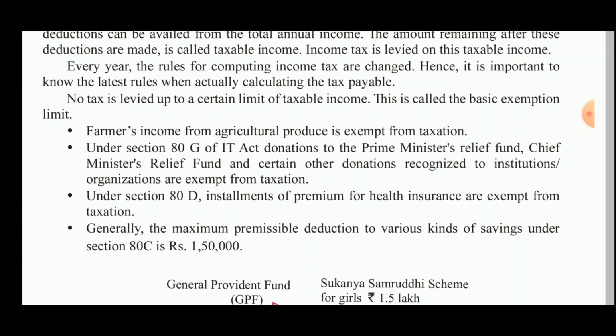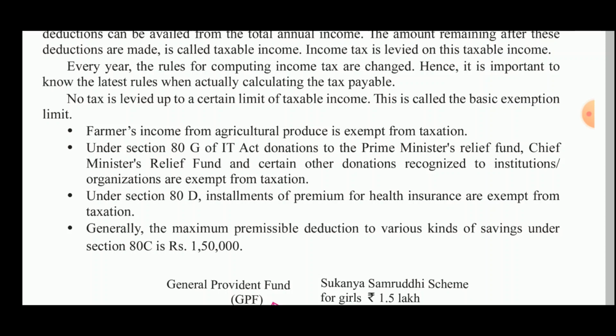This is called the basic exemption limit. Now, farmers' income from agricultural produce is exempt from taxation. Under Section 80G of the IT Act, donations to the Prime Minister's Relief Fund, Chief Minister Relief Fund, and certain other donations to recognized institutions and organizations are exempt from taxation.